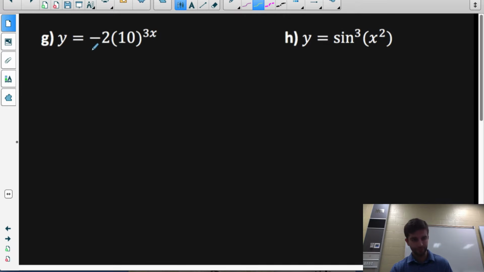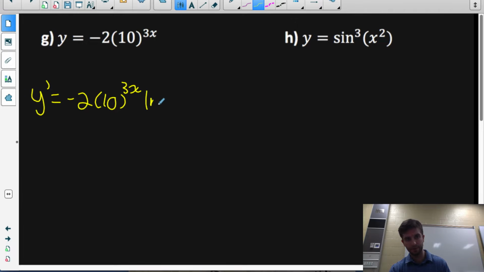Part G. Once again, it's an exponential function. So y prime equals, it would equal negative 2 times the derivative of this exponential function. The derivative of 10 to the 3x would be, you keep the same power, 10 to the 3x, multiply by ln of the base, and then multiply that by the derivative of the exponent, right? That's based on chain rule, so I need to multiply it by 3. And then I could simplify a couple of these factors here.